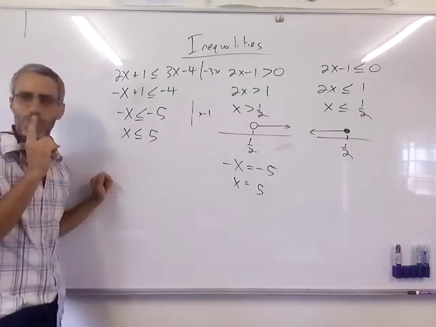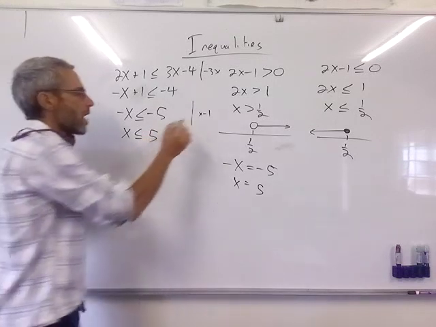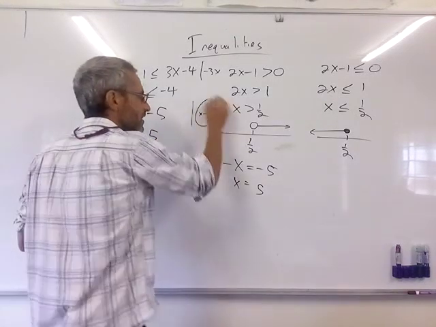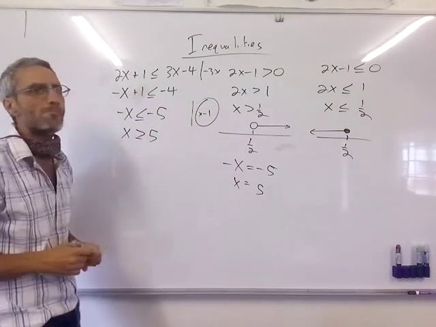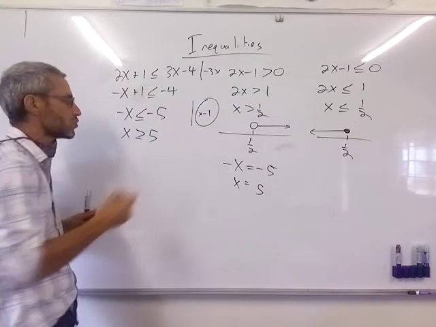Yeah. But if you do that, you'll be wrong. When we multiply by -1, we must swap the sign. We just must swap the sign. I'm going to write it down. I want you to write it down.